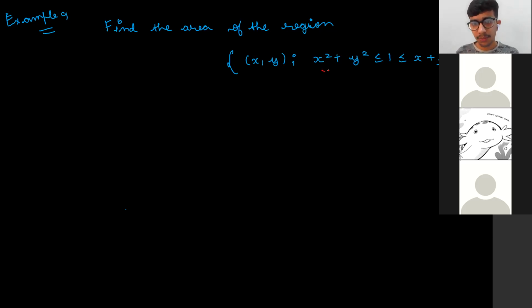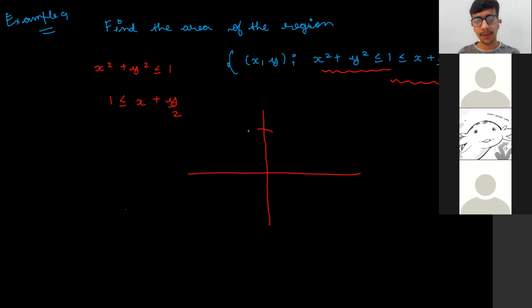See, the question has two figures, x square plus y square less than equal to 1, and the other curve is 1 is less than equal to x plus y by 2. Right? So you make a circle. Okay, what does x square plus y square less than equal to 1 mean? Basically it means the circle and all the inner points of the circle that exist.